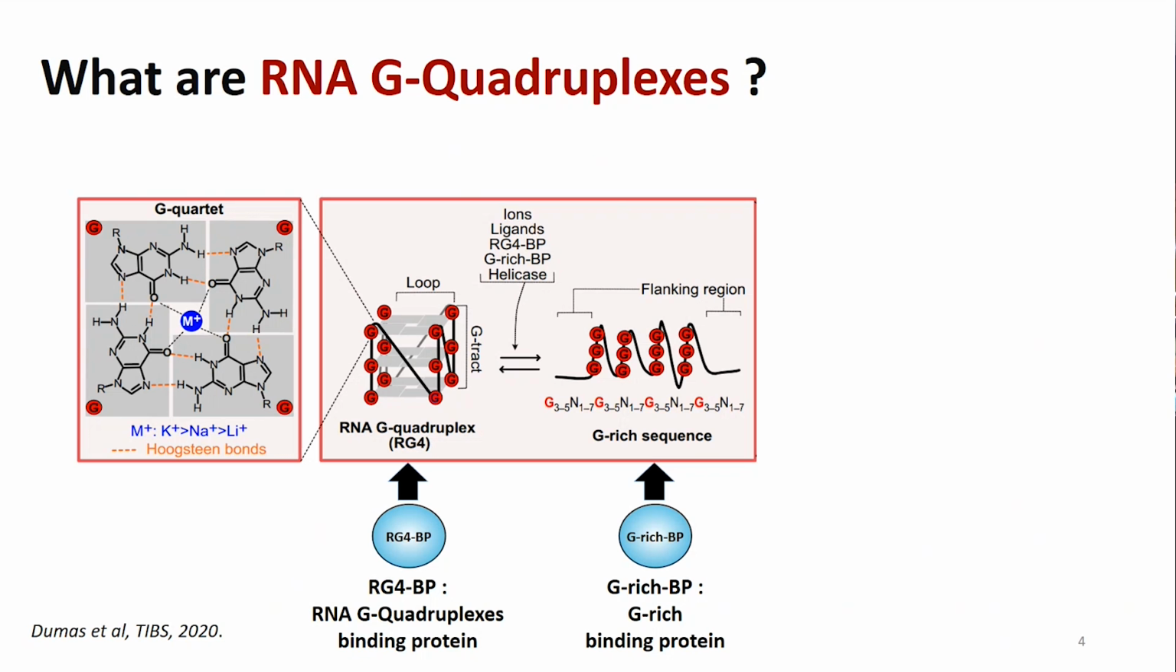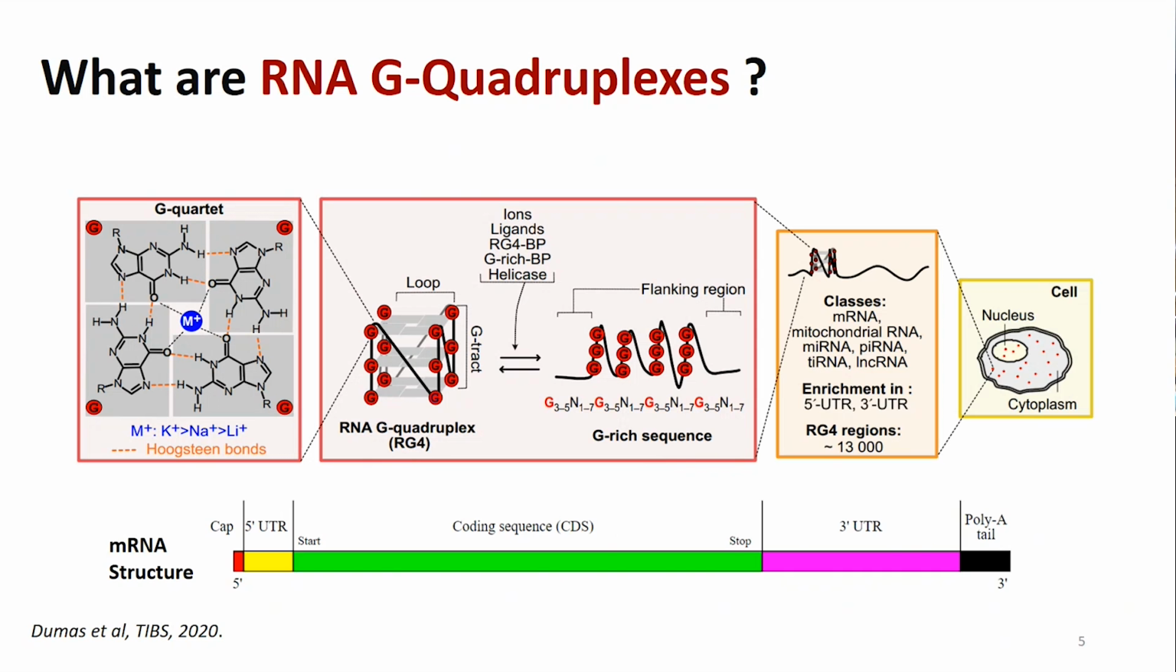So you have two types of proteins: RNA G-Quadruplex binding proteins that prefer the folded state of the structures, and G-rich binding proteins that bind the sequence when it's unfolded. You can find the structures in every class of RNAs, and the enrichment of the structure is basically in both of the untranslated regions. These structures can be found in the nucleus or cytoplasm.